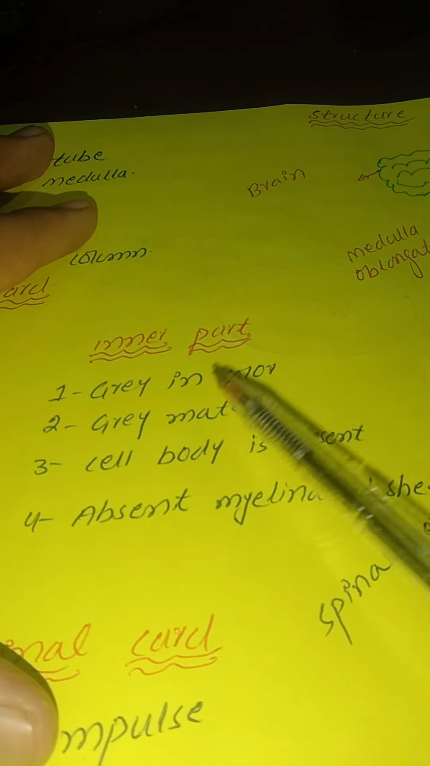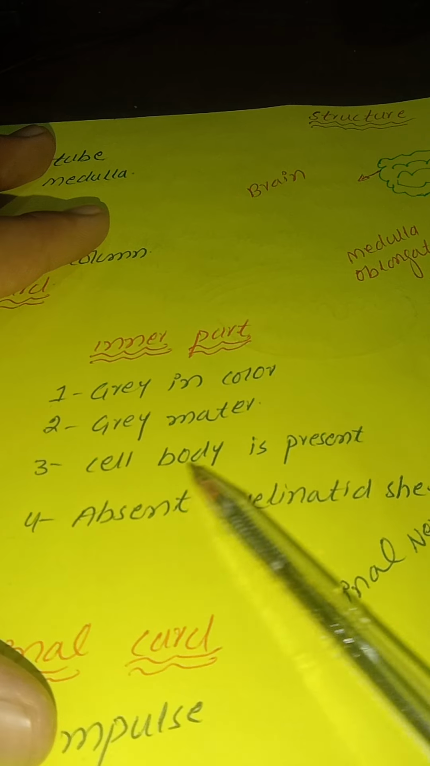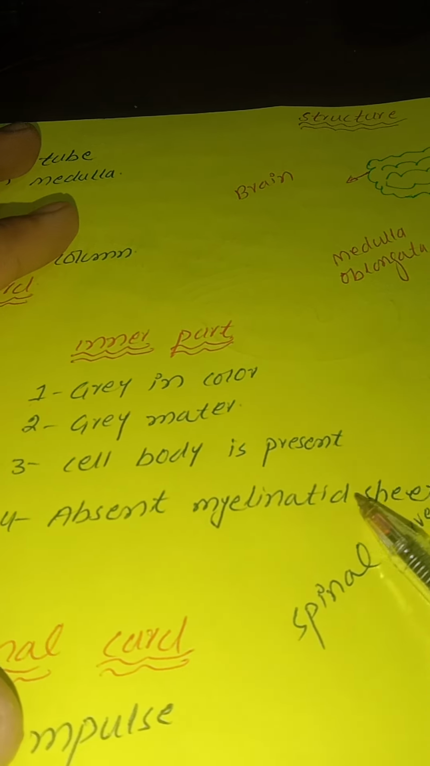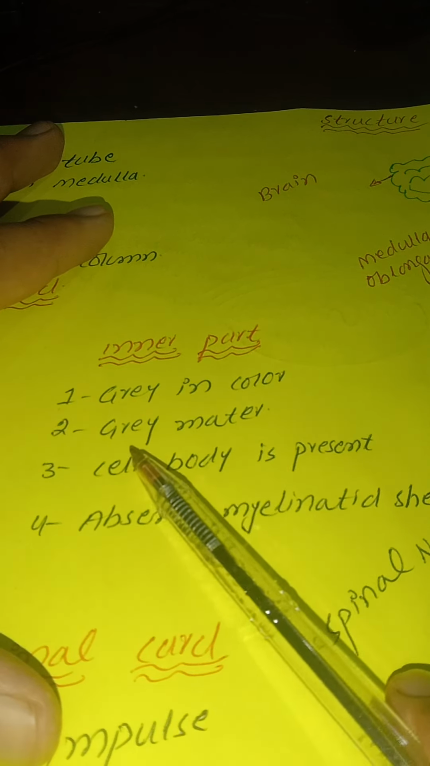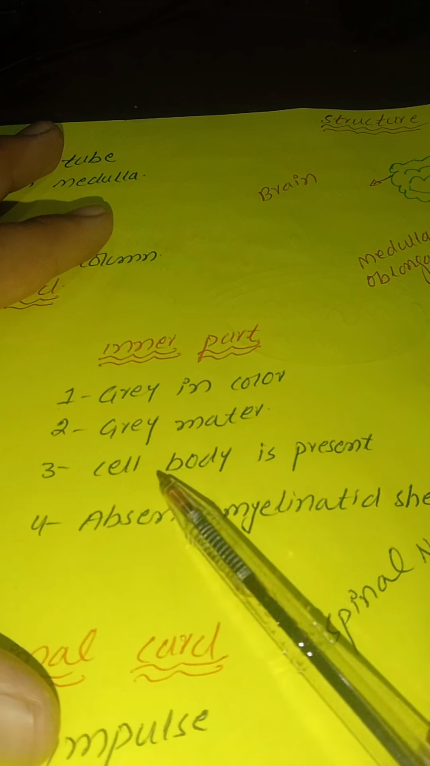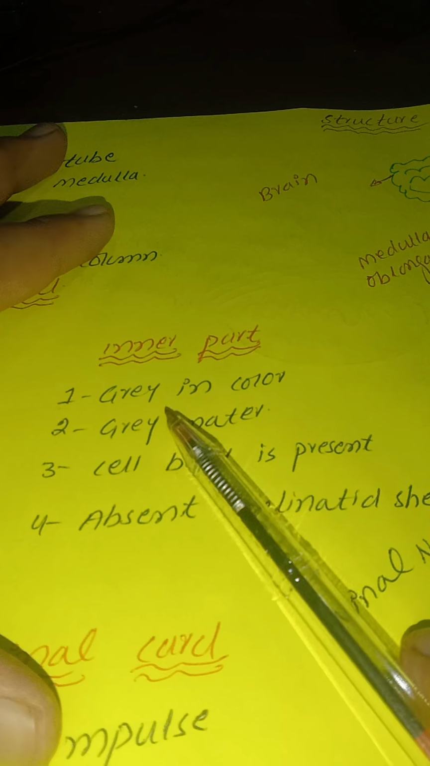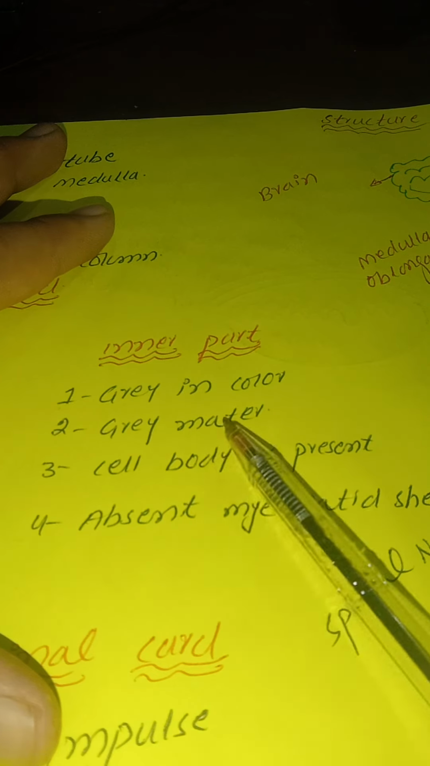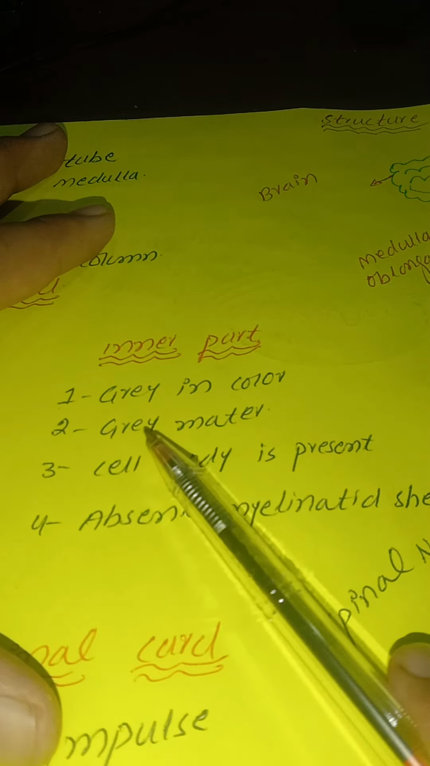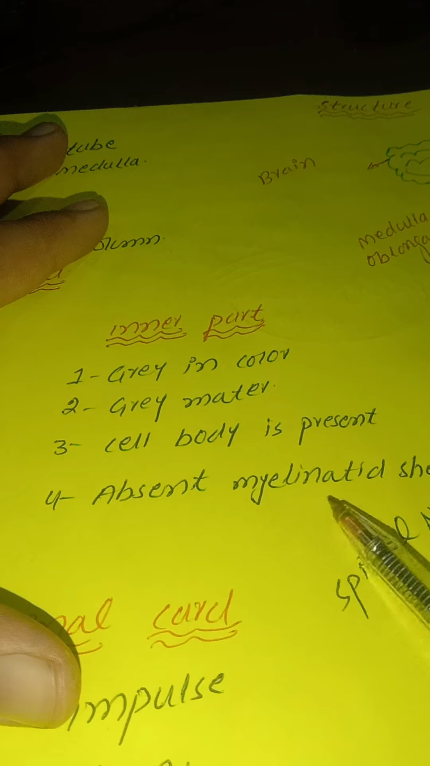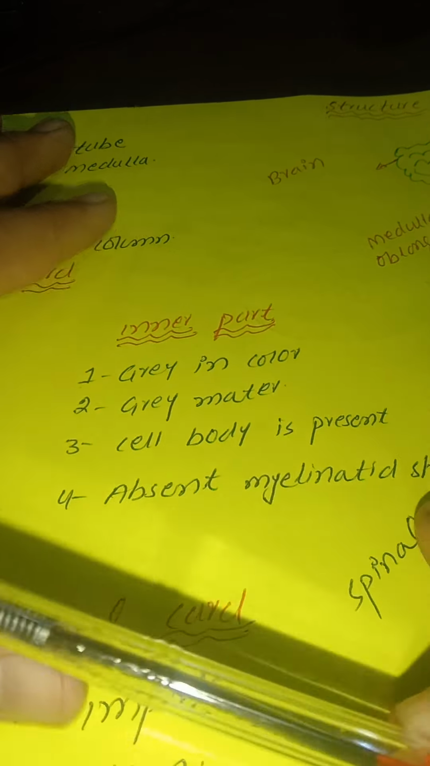Now, coming to the inner part. The inner part is gray in nature. Gray matter has cell bodies present and is absent of the myelin sheath. Why is it called gray matter? Because the color of the cell body looks gray. So that's why we call it gray matter. The inner part of the spinal cord is gray matter and is absent of the myelin sheath because the cell body is never covered by the myelin sheath.